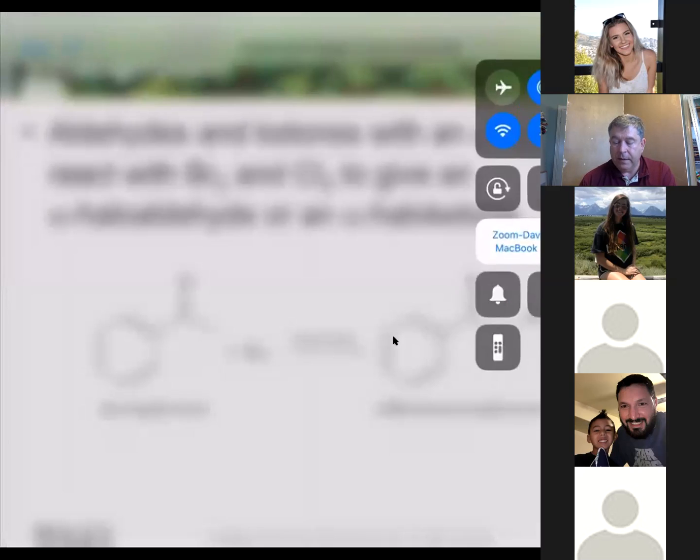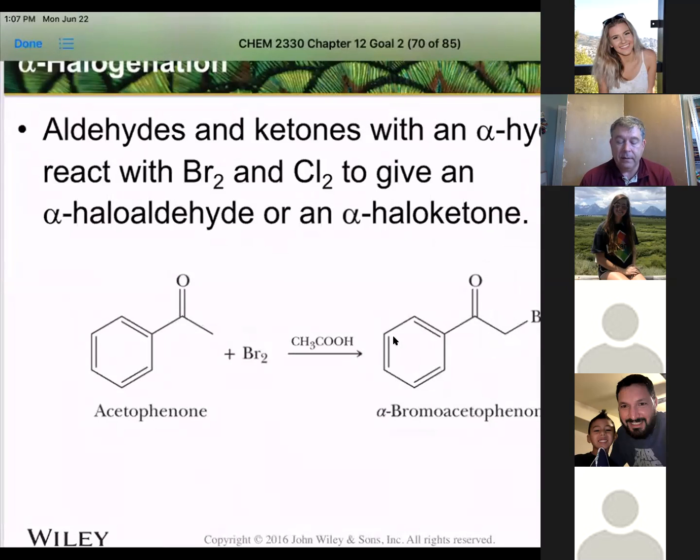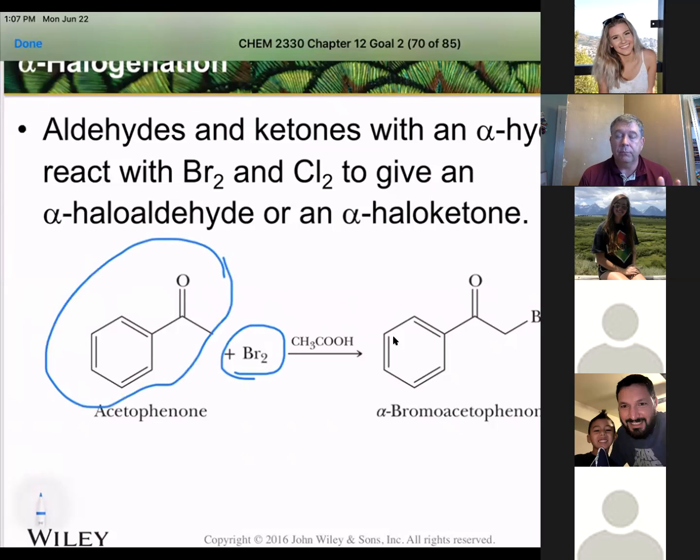So in alpha halogenation, we see that we can get our bromine to react with a compound that has no functional group for it to add to. There's no double bond. The benzene won't react with it unless it has a Lewis acid catalyst. We learned last week that you need iron bromide or iron chloride to make it react with the benzene ring. So in theory, bromine shouldn't react with this compound at all.